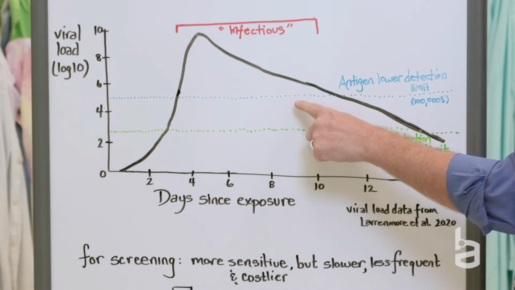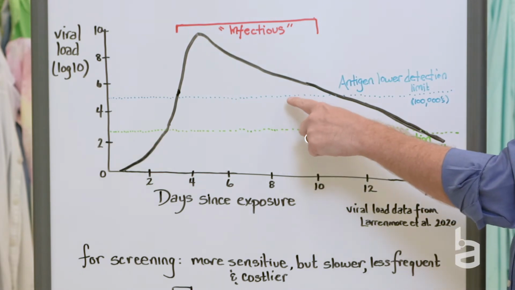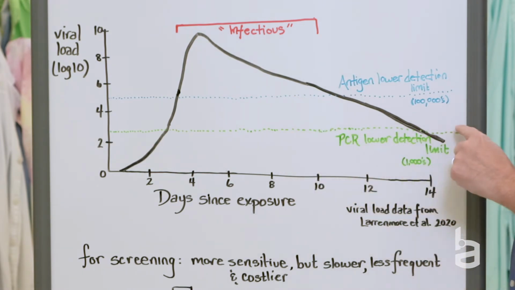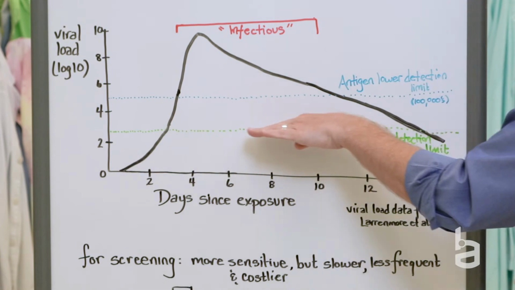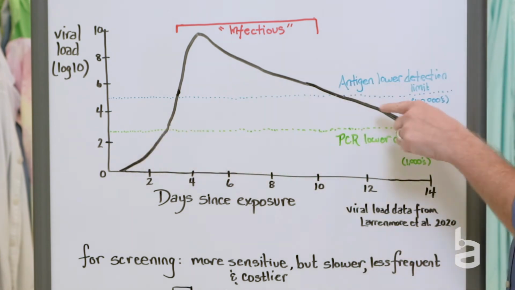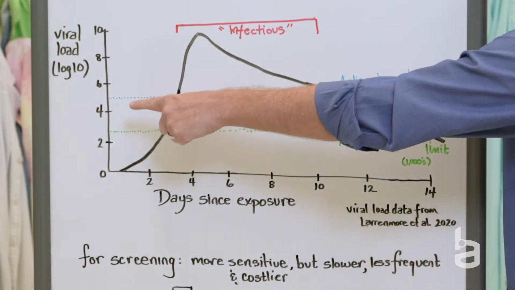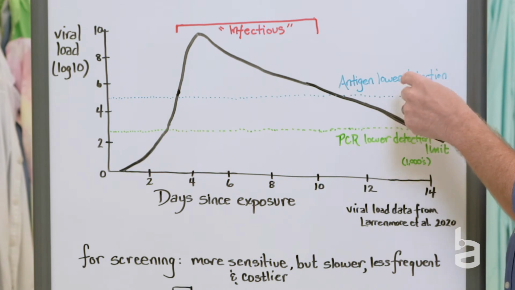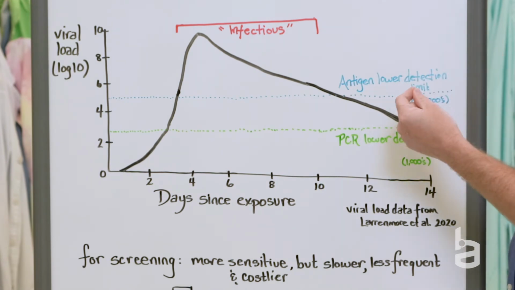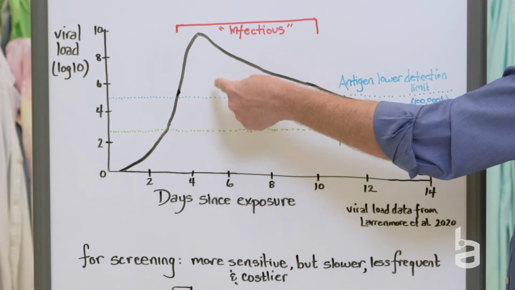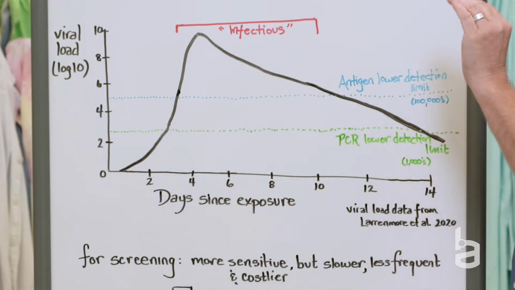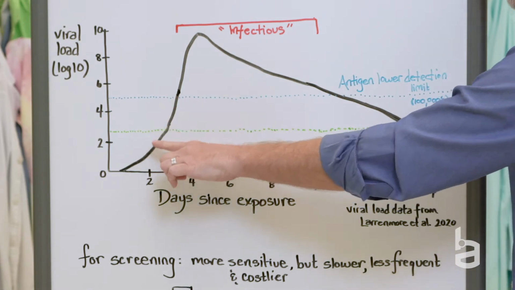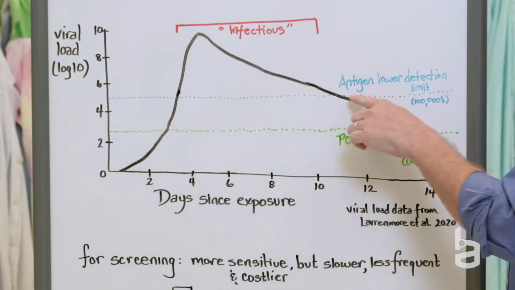Now, I've got 2 dotted lines here, a green line and a blue line. The dotted green line shows you the level of detection, the sensitivity of that molecular, that PCR-based test. Remember, I told you it's on the order of thousands of copies. The blue line shows you the sensitivity limit, the lower limit for the amount of virus from an antigen test. So you can see it's 100-fold higher. So it does a poorer job of detecting low amounts of virus, but it does a good job of detecting large amounts of virus.